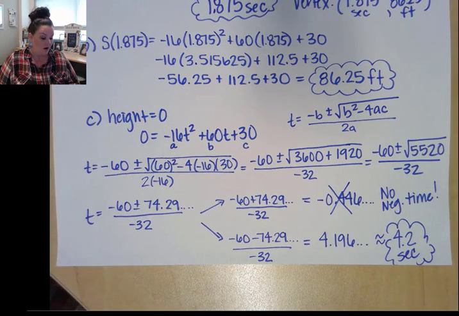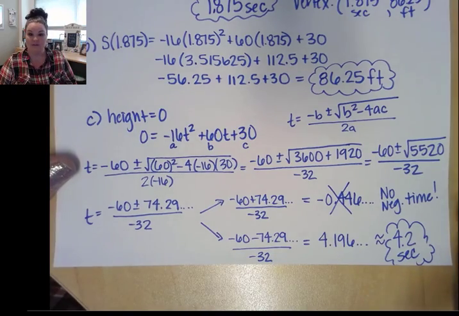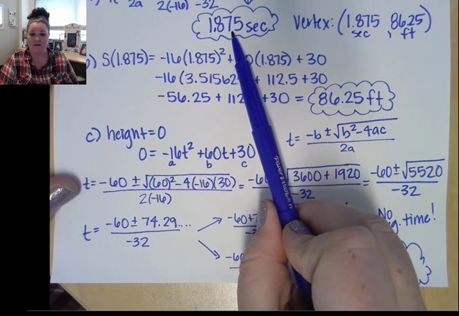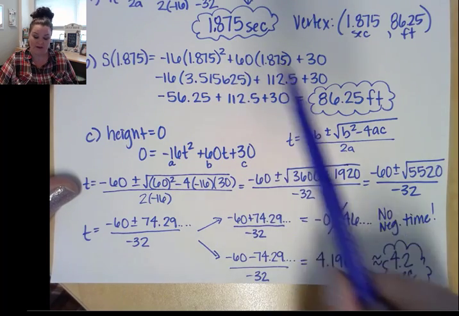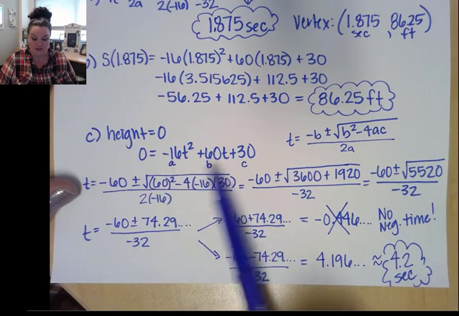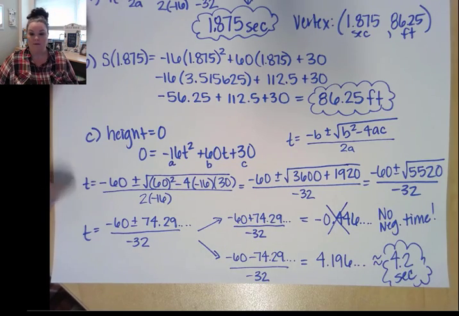Okay. All right. So we were able to find out 3 pieces of information from just this one problem, right? From just the vertex, we were able to find how long it takes to reach its maximum height. Then by plugging that number back in, we found out what the maximum height was. And then by setting the function equal to 0, we were able to figure out after how long it will hit the ground.